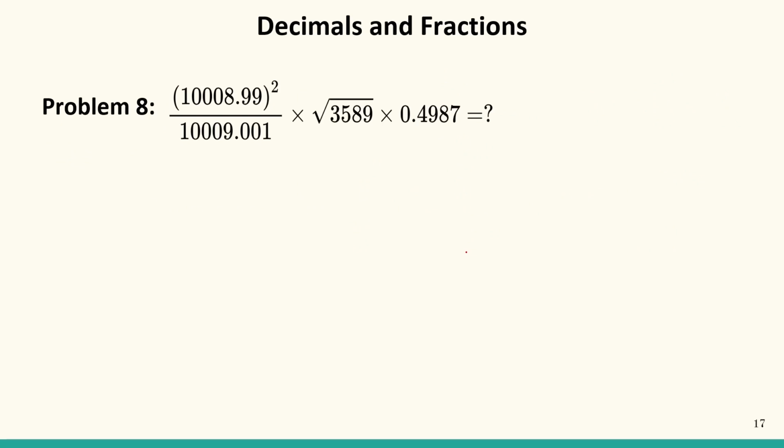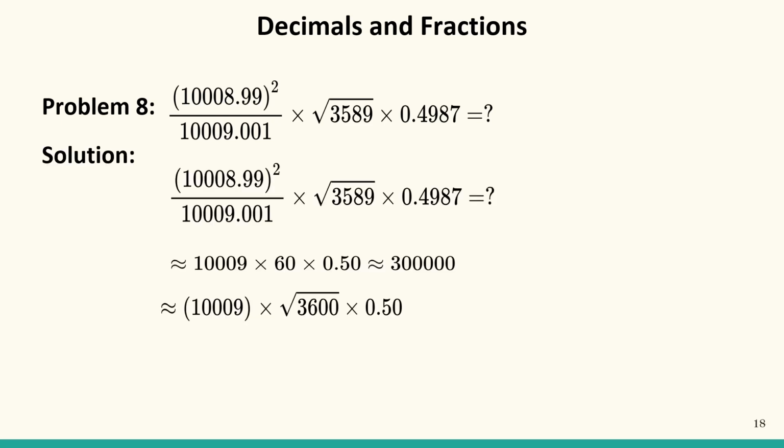So let's see problem number 8. This seems to be a huge problem, but it is actually not. What it asks us is 10008.99 whole square, and we divide this by 10009.001 into square root of 3589 into 0.4987.